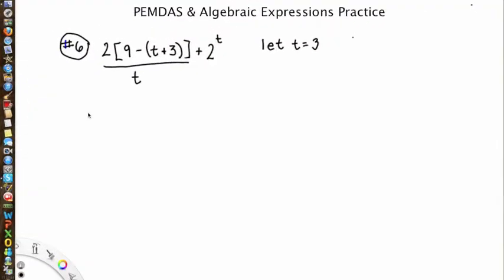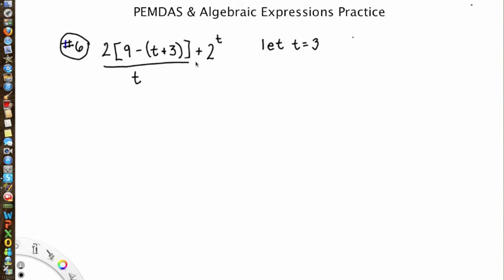Boys and girls, let's do one more sample problem together. Get out your PEMDAS and algebraic expression practice handout and go to number 6. Number 6, we have this algebraic expression where, well, let's read it first of all. It's a mouthful. We have the quotient of 2 times the difference of 9 minus the sum of t plus 3, and all that's divided by t, plus 2 to the t power.